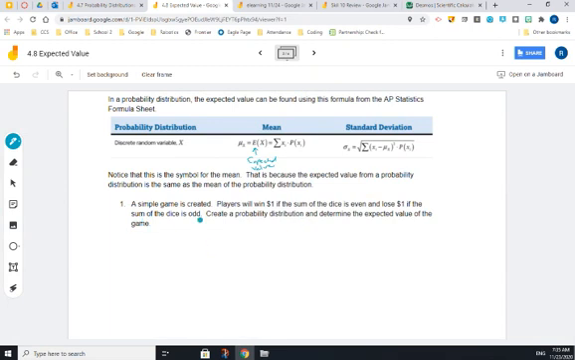Okay, let's practice this though. So for number one, go ahead and make a probability distribution here. Okay, what are the two different outcomes? Well, they're going to win $1, so up $1, and the other outcome is that they're going to lose $1.